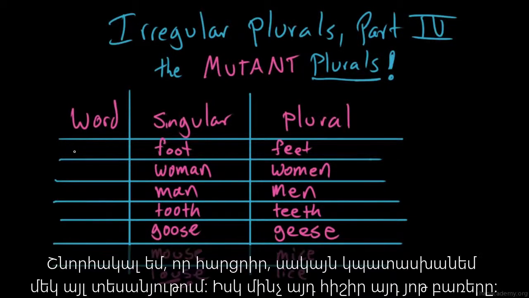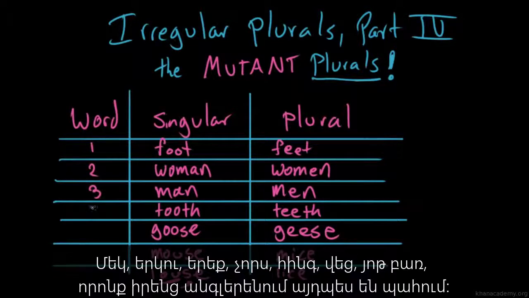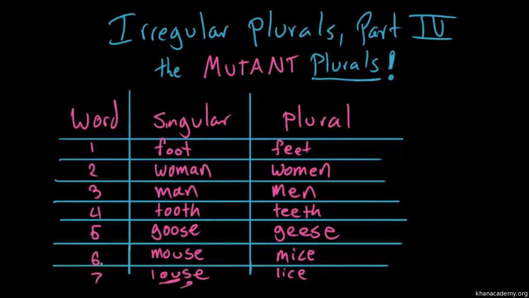Why is this the case? I'm so glad you asked. I'm going to save that for another video. In the meantime, just these 7 words. 1, 2, 3, 4, 5, 6, 7 are the only words in English that behave this way.